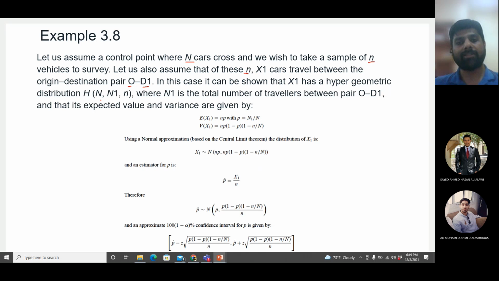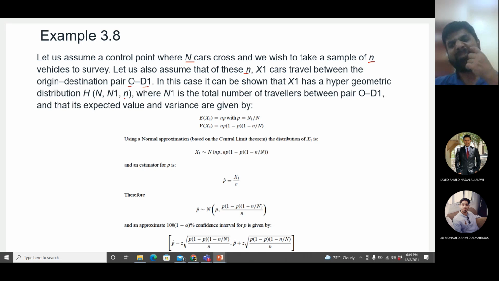Then x1 becomes a geometric distribution. We have already discussed geometric distribution in the last topic. So x1 becomes a geometric distribution depending upon these variables N, N1 and n. What is N? Capital N, total number of cars. What is capital N1? Actual number of cars traveling between origin and destination 1. And what is the small n? The number of cars which you have interviewed.